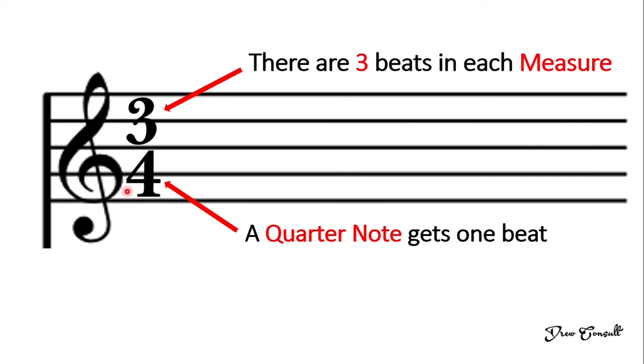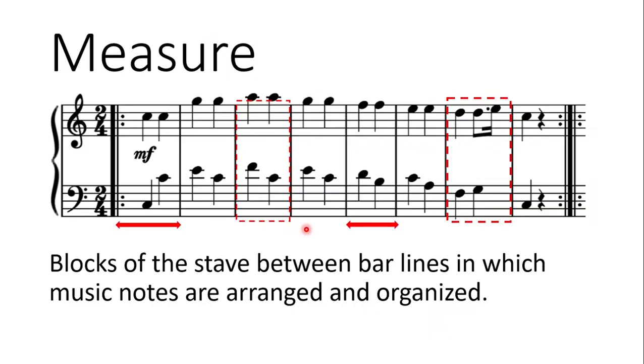And the 4 here is the quarter. So a quarter note gets 1 beat. That is what this means. So 3 on 4 means that there are 3 beats in each measure, 1, 2, 3, 1, 2, 3. There are 3 beats in each measure, and each of the beats is assigned 1 quarter note, which I showed you earlier in the other slide. Great.